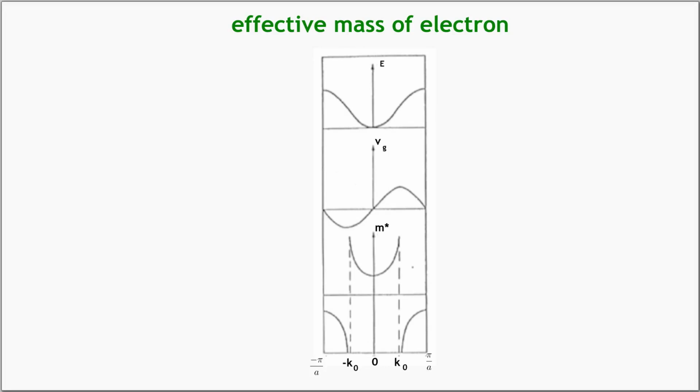Hello, welcome back. We have been discussing the first unit of applied physics, that is quantum mechanics. In this video, we'll discuss the effective mass of electron. We have seen the behavior of an electron that is moving through a periodic potential.